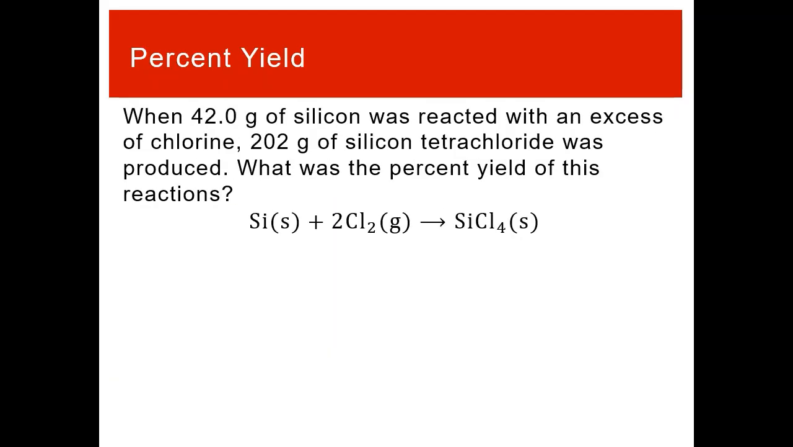So let's look at another example that puts all of this percent yield in context. When 42 grams of silicon was reacted with an excess of chlorine, 202 grams of silicon tetrachloride was produced. What was the percent yield of this reaction?